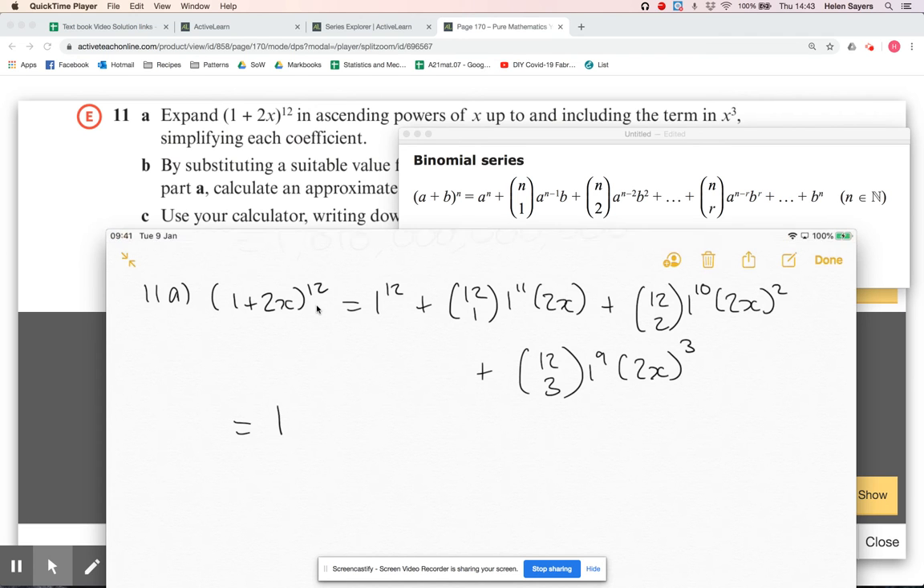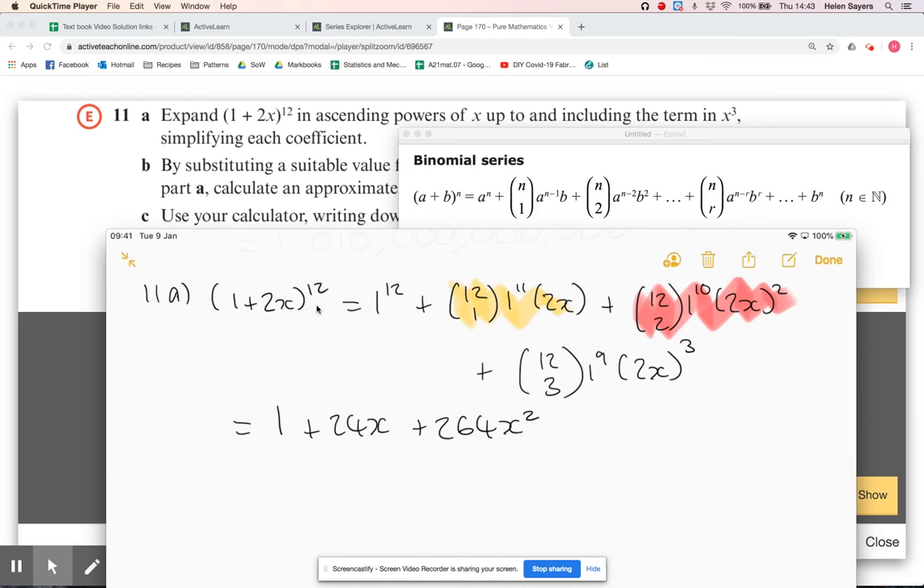Okay, so let's just simplify that. 1 to the power of 12 is just 1. Then looking at this one here, I've got 12 choose 1, which is just 12. So that's basically 12 times 1 times 2, so that would be 24x. Then looking along to my x squared term, you just need to be really careful with the 2x here. So 12 choose 2 is 66 times 1 to the power of 10, so just times 1, and then times 4 because that 2 is also getting squared, so it is important you put brackets there.